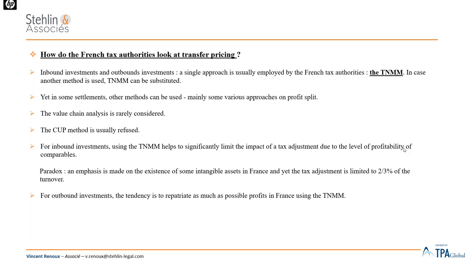So the TNMM can be an advantage for profitable groups that have a subsidiary in France. Then for outbound investments, that is French groups that have subsidiaries abroad, in fact, the TNMM is a way for the French tax authorities to get back to their old idea that for a French group, all the profits should be made in France and very little should be left abroad. So in that case, when they have direct sales, but that's one of the problems because you don't necessarily have a direct sales situation from France to a foreign subsidiary. Sometimes you have various intermediaries outside France. When you have a direct sales situation, for sure, the TNMM method is going to strongly limit the level of profits that would be realized outside France, and therefore, in that case, can justify in the eyes of the tax authorities a very high tax adjustment.